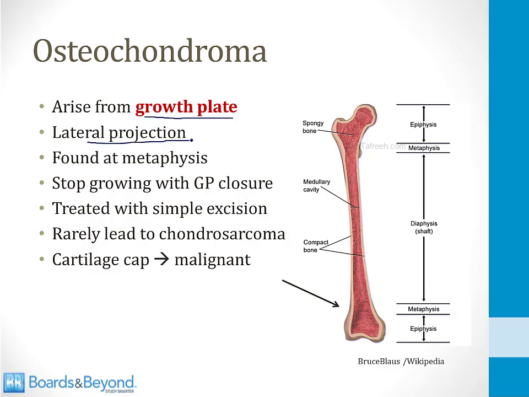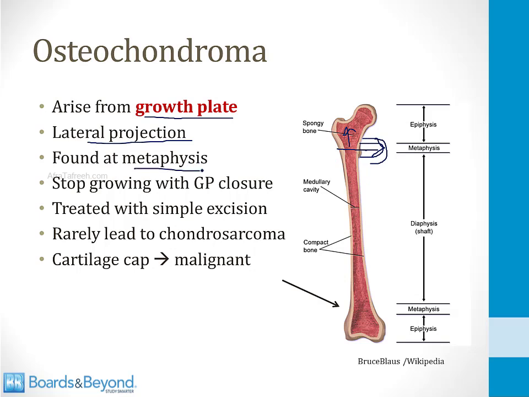It is a lateral projection of the growth plate. So if you look at this drawing of a long bone, in a child there will be a growth plate right about here at the level of the metaphysis and the epiphysis, and the growth plate should extend in this direction. However, if it decides to accidentally grow out to the side, what you get is a little bone spur capped by cartilage, and that is an osteochondroma.